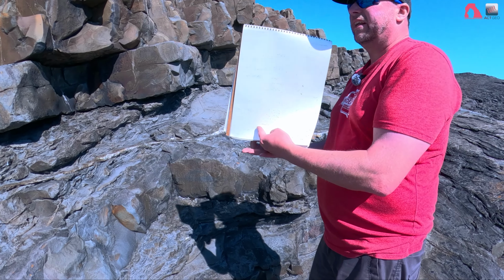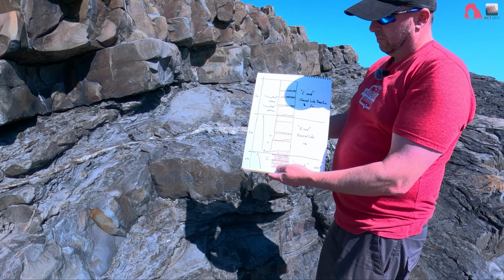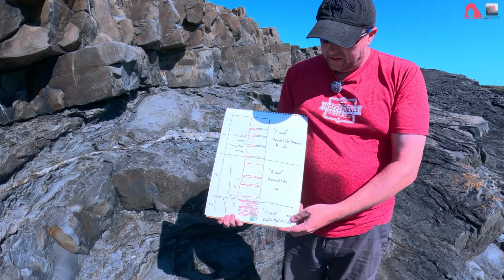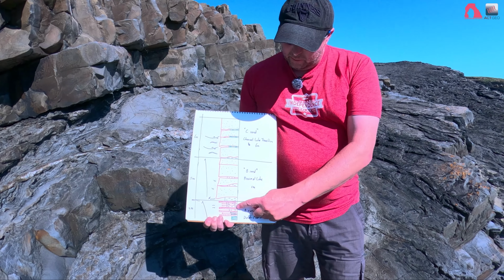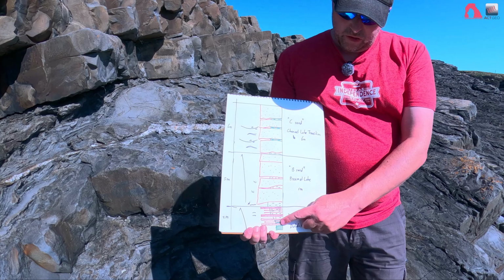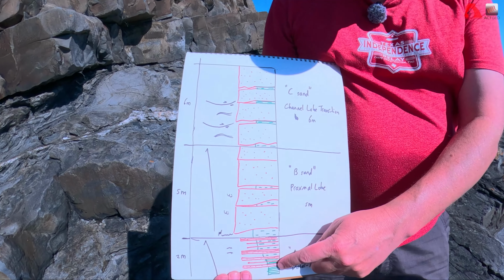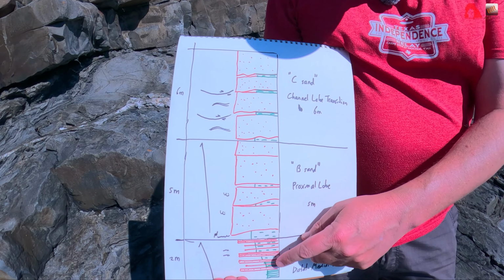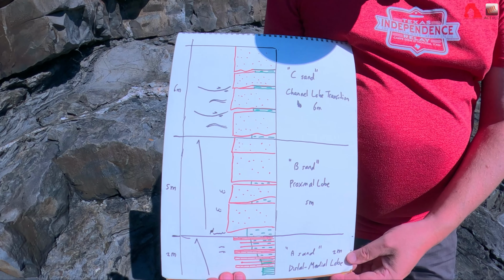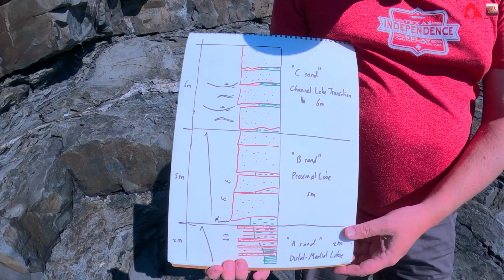So again, we can measure a section through here, and we can see a basal package that is mostly fairly recessive with some thin sands. Again, a little bit of thickening upwards in there, so it's a couple of meters thick. You can call that the A sand, just like we did last time.